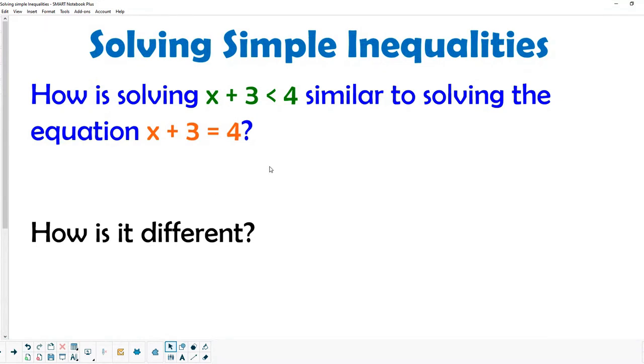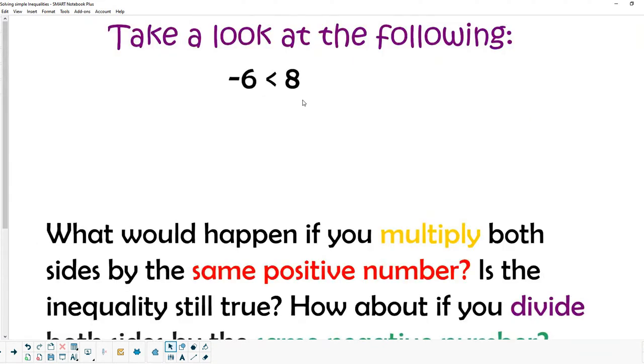So first of all, let me just say that solving any inequality where the equal sign has been replaced with an arrow is done exactly the same way that it is when you solve an equation, except for the exception I'm about ready to show you. And that takes on this form. So take a look at this.